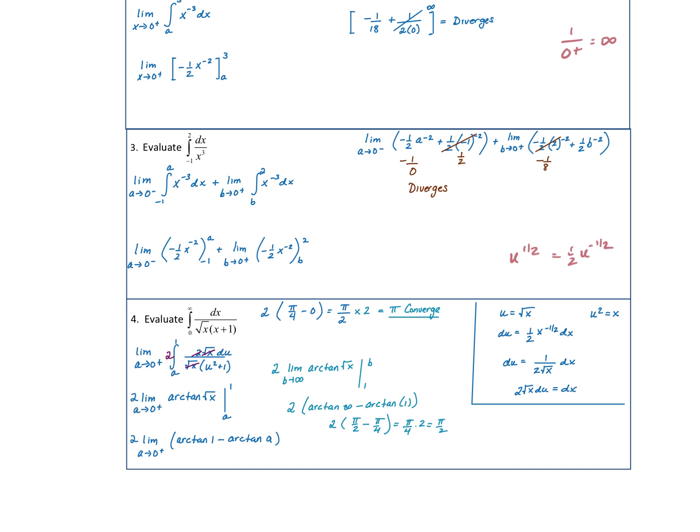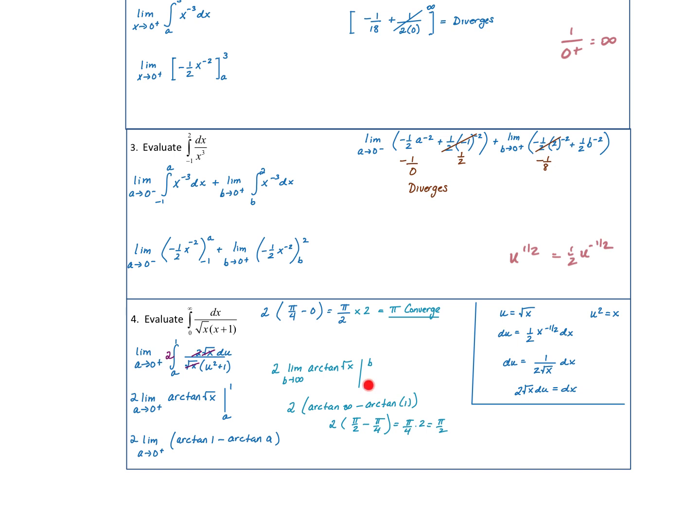So it's 2 and then arctan of root x, because it's arctan of u. And then from a to 1, I'm going to plug in the a. So arctan of 1 is 45. Arctan of a, which is 0. So arctan of 0 is also going to be 0. So this is pi over 4 here.